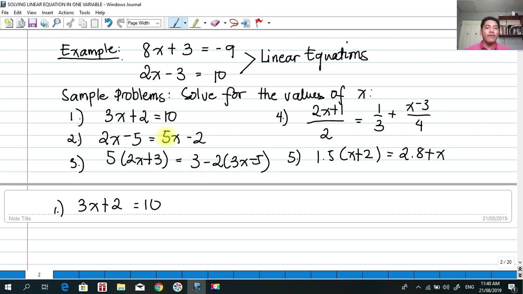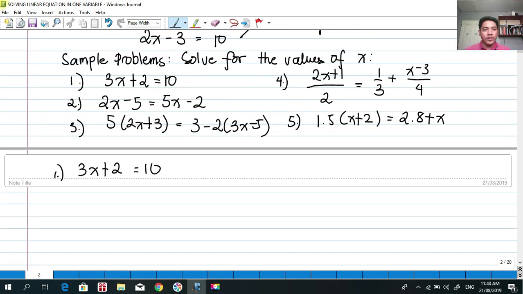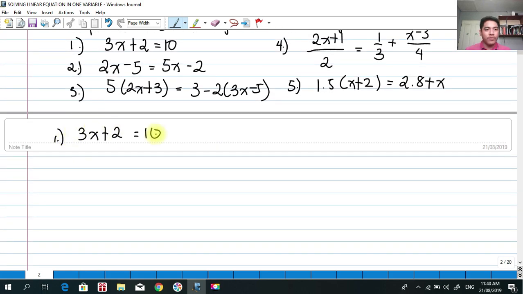Okay, so we have here sample problems. I think there are 7 problems. I'm going to write the other 2 problems later on when we are done solving these. Okay, let's get started with this equation: 3x plus 2 equals 10. We need to solve for the value of x so that the left side is equal to 10. So how do we do that?